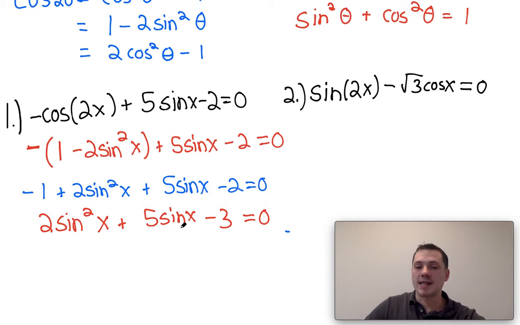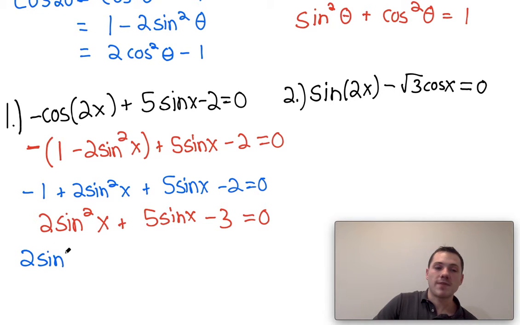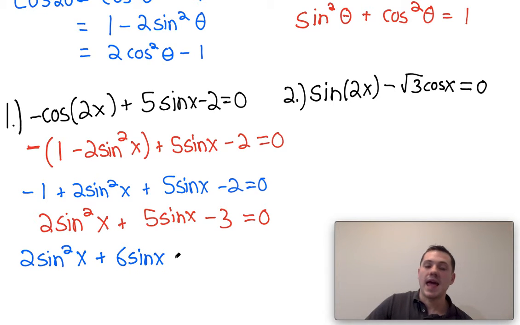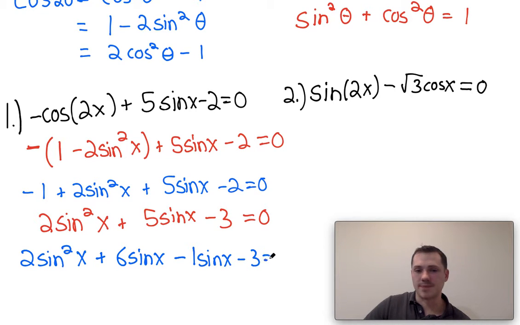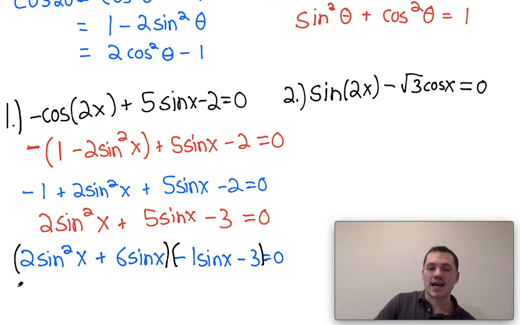What I'm going to do with that positive 6 and that negative 1 is split up the middle term. So I'm going to write my first term the same, still 2 sine squared of x. But instead of writing 5 sine of x, I'm going to write plus 6 sine of x, and then minus 1 sine of x minus 3 is equal to 0. We then proceed to factor by grouping. That involves putting the first two terms in parentheses, as well as the second two terms in parentheses. Now out of the first term, I can take a 2 sine of x out.